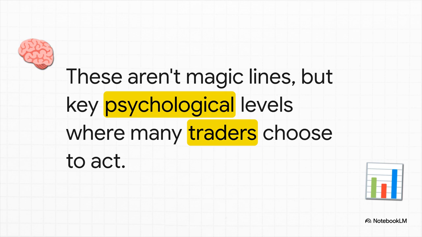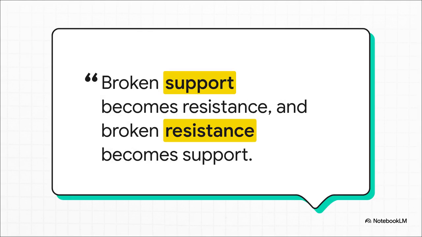It's all about psychology. And this brings us to a golden rule of trading. When a price finally breaks through a support level, that old floor often becomes the new ceiling. And the other way around, when it smashes through a resistance level, that old ceiling can become the new floor. This idea of a role reversal is so powerful, and it's something traders are watching for constantly.